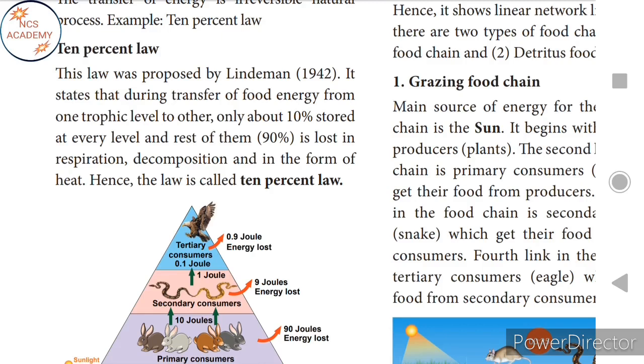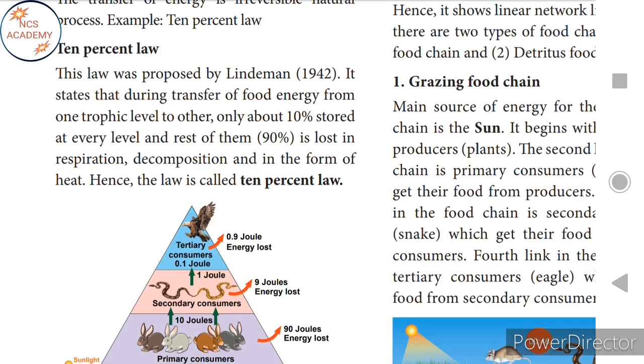According to Lindeman, during transfer of food energy from one trophic level to another trophic level, only about 10% of food is stored in each and every level. The remaining 90% of the food is lost due to metabolic activities like respiration, decomposition, and in the form of heat. Hence, the law is called the 10% law.